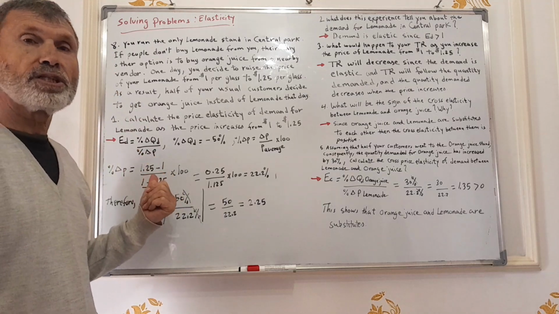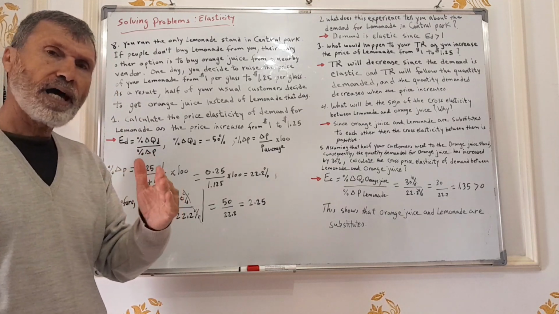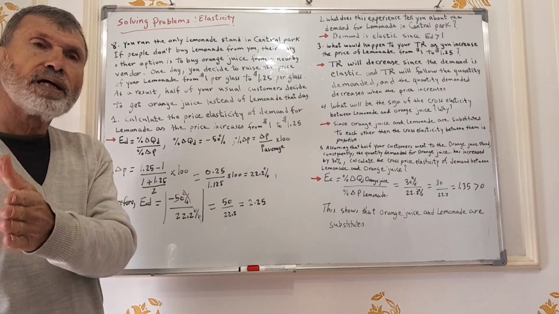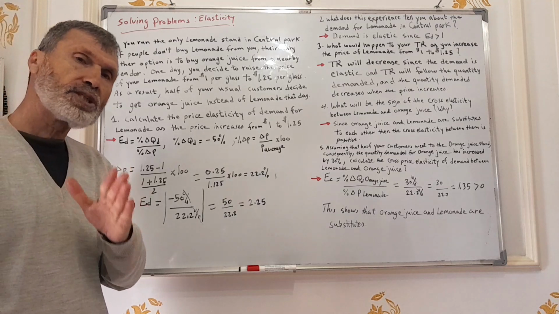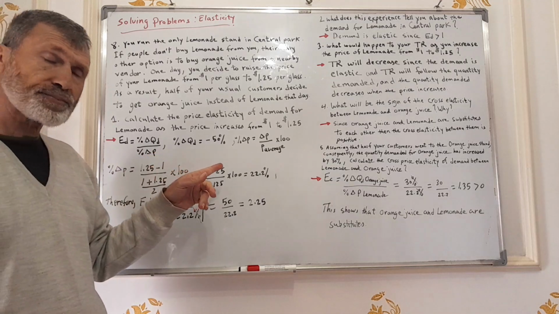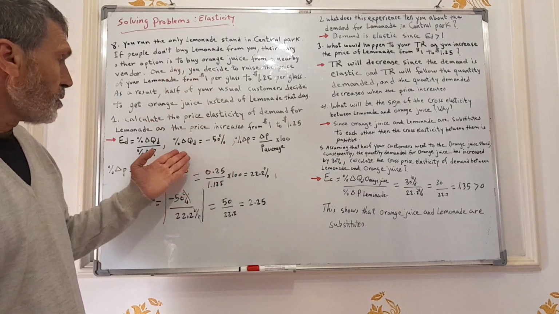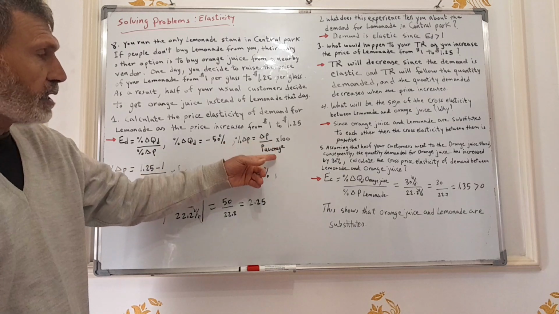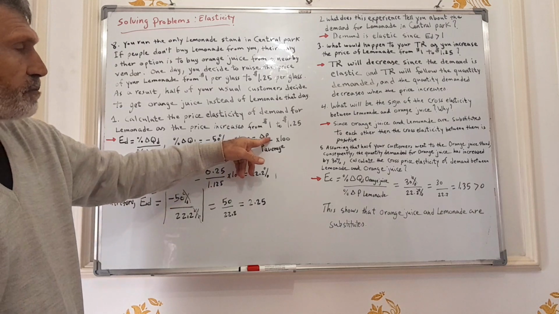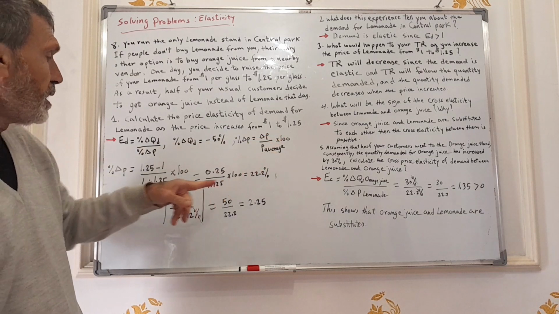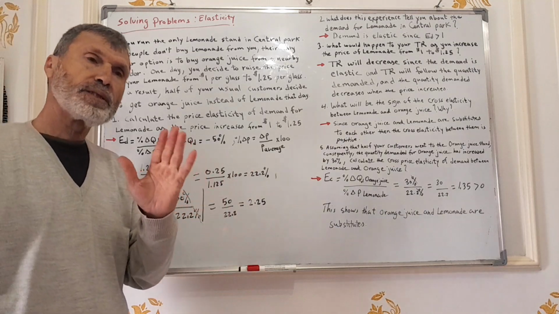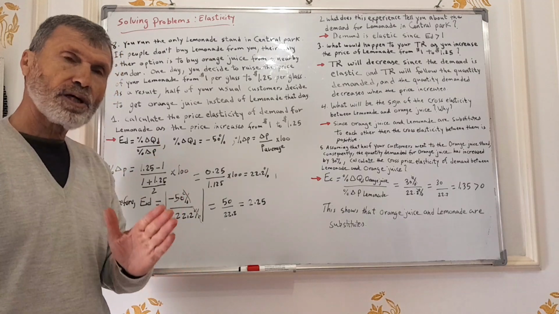Now, what about the percentage change in the price? We know that the price has increased from $1 per glass to $1.25 per glass. Therefore, we just apply the formula. As you can see, we get 1.25 minus 1 over the average price, the change in the price over the price average, times 100, and we come up with 22.2%. This is the percentage change in the price of lemonade.